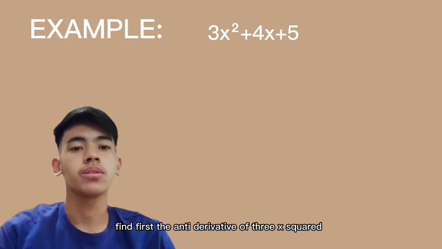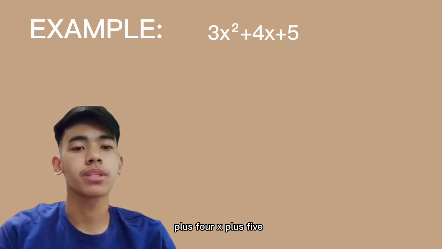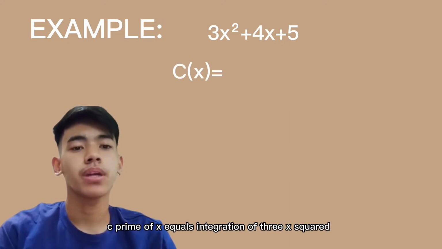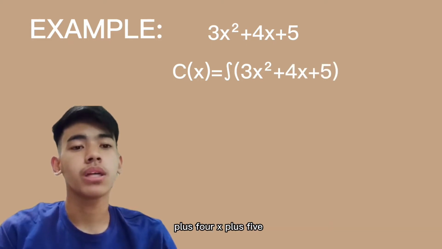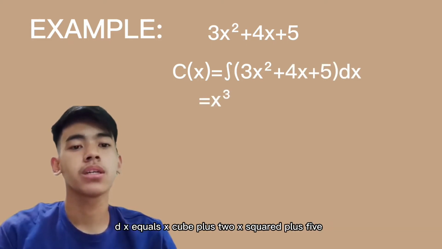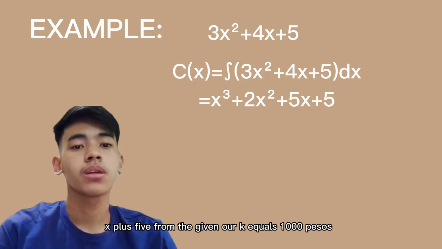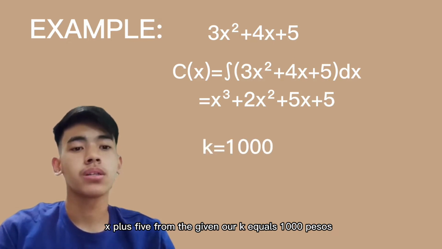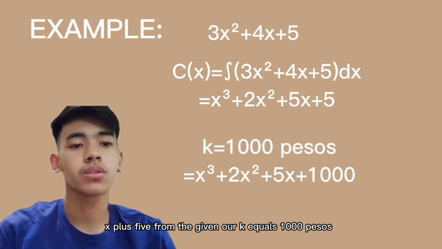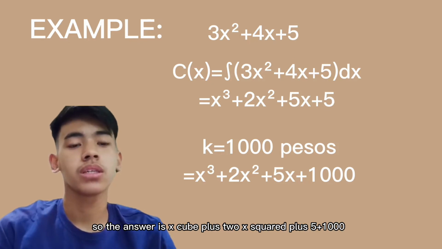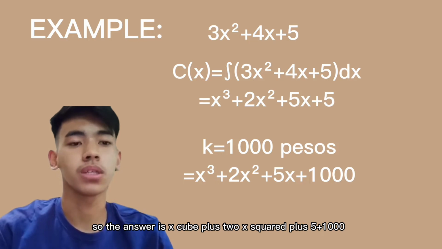Find first the antiderivative of 3x squared plus 4x plus 5. C of x equals the integral of 3x squared plus 4x plus 5 dx, which equals x cubed plus 2x squared plus 5x plus K. From the given, our K equals 1,000 pesos, so the answer is x cubed plus 2x squared plus 5x plus 1,000.